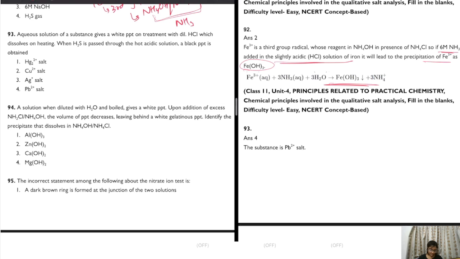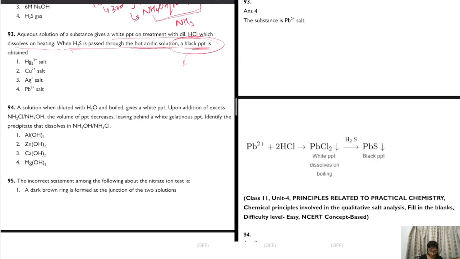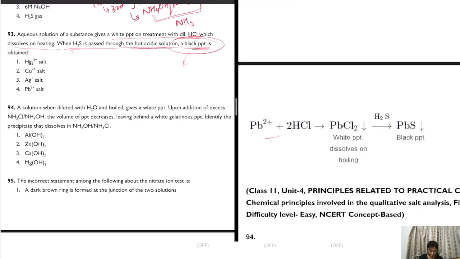A solution of a substance gives a white PPT on treatment with dilute HCl, which dissolves on heating. When H2S is passed through the hot acidic solution, a black PPT is obtained. See a black PPT, how do we obtain the black PPT? See, the reaction is this. The black PPT is of PbS. Obviously, if we are passing H2S, the last product we have will be a sulfide. And among all these, the black PPT is of Pb. And this is the reaction that occurs.